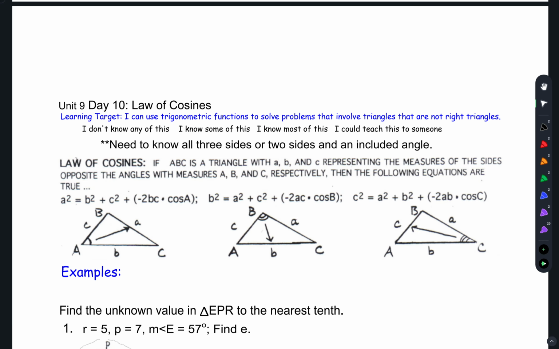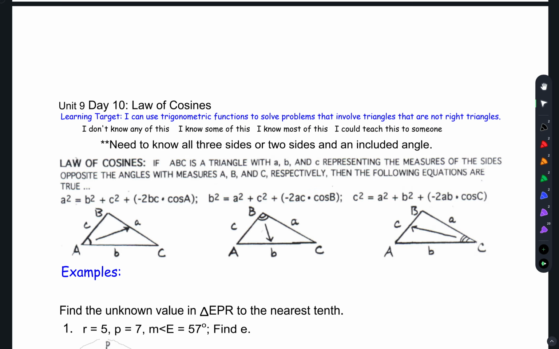All right, so for 9.10, we're talking law of cosines. If law of sines has everything to do with sines, law of cosines obviously has everything to do with cosines. We are still going to be talking about non-right triangles, so these are our only two methods that we have to solve non-right triangles at the moment.